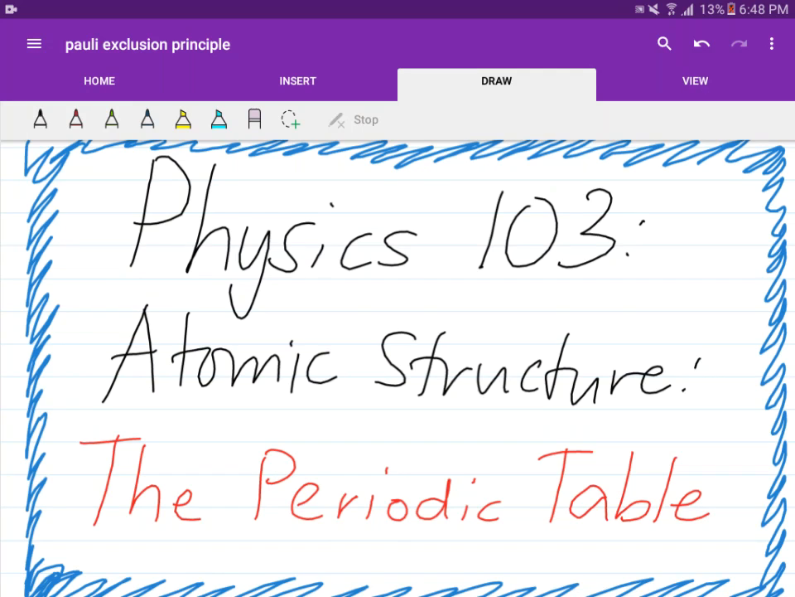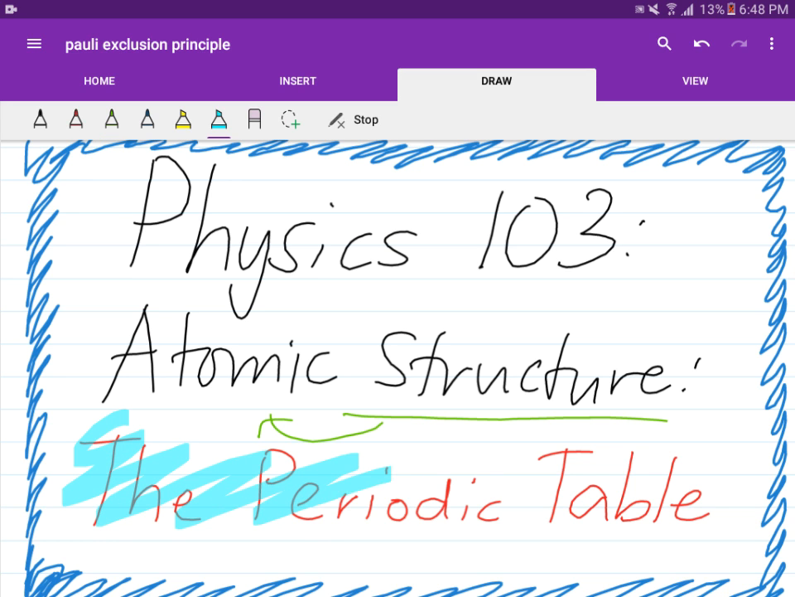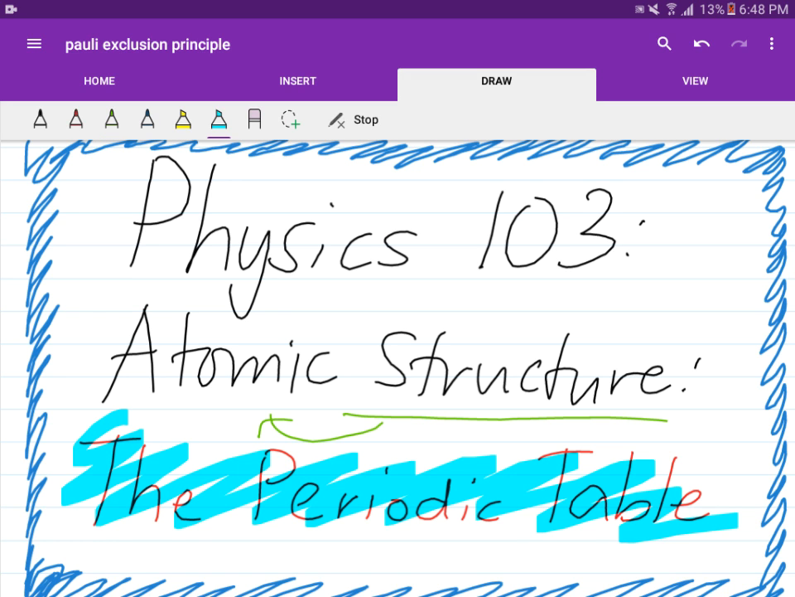Hello everyone, this is Phys103 and this is the last lesson on atomic structure, and this is actually the final goal in atomic structure. So we try to find structure in atoms. In order to do so, we develop physical laws, and the end result is, well, this periodic table. So we finally have structure to how atoms behave, and it is simplified in the periodic table.